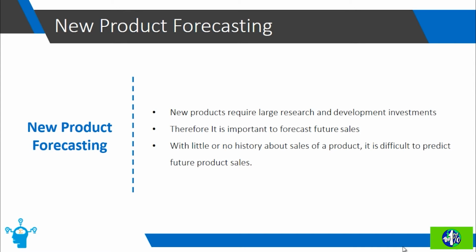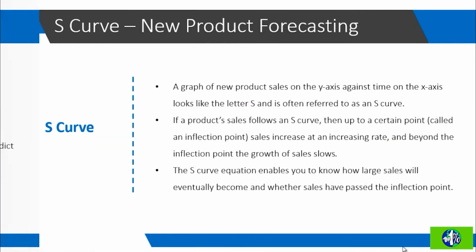So if a product's sales follow an S curve, then up to a certain point, sales increase at an increasing rate, and beyond that point, the growth of sales slows down. So in this video, we are going to learn how to use S curve to estimate the sales growth rate and maximum sales from early product sales.